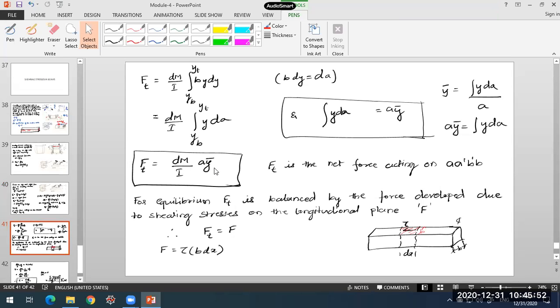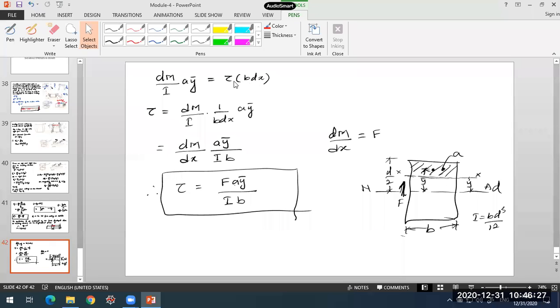Now this has to be balanced by a longitudinal force, which arises due to the shearing stresses acting on the longitudinal plane of the beam. We have taken a small part of that beam, dx. If tau is the intensity of longitudinal stress, the force due to this will be tau into b into dx, that is tau into this area, b into dx. So Ft has to be equal to tau into b into dx. In turn, Ft was nothing but dM by I into A y bar. If I rearrange them, I get this expression for the shearing stress, tau, which is equal to V A y bar upon I b. This is how we calculate the shearing stresses in a beam.